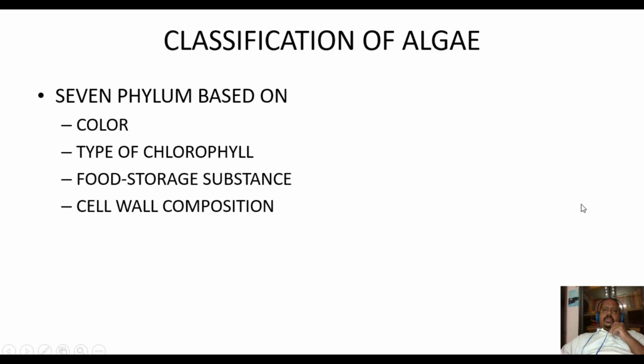Then coming to the classification of algae, the characters or the criteria used for the classification are the color of the thallus, then the type of the chlorophyll, and the substance which is used as the storage material, and the cell wall composition. These are the major characters used in recent times for the classification of algae.